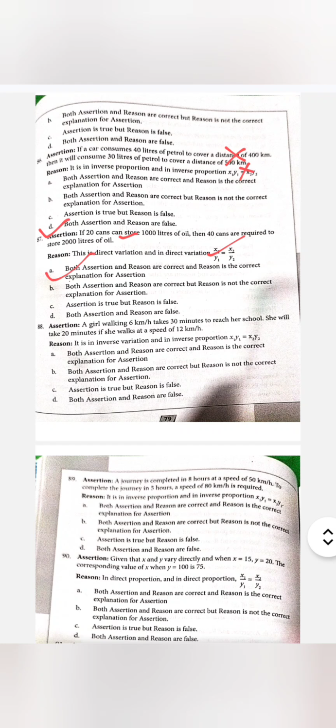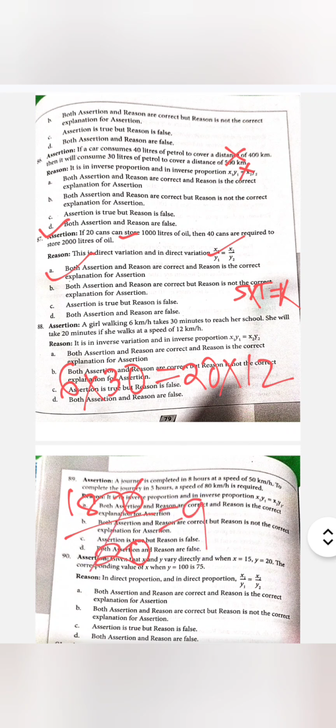Next, question number 88. A girl walking 6 km per hour takes 30 minutes to reach her school. So here it is given about the speed and time, and we know that speed and time multiplication is constant, means they are in inverse proportion. She will take 20 minutes if she walks at the speed of 12 km per hour. So let's find out. 6 into 30, that is speed into time, is equal to 20 into 12. So 6 into 30 is equal to how much? 180 divided by 20, that is equal to 9. Actually it should be 9, not 12. So this statement is false.